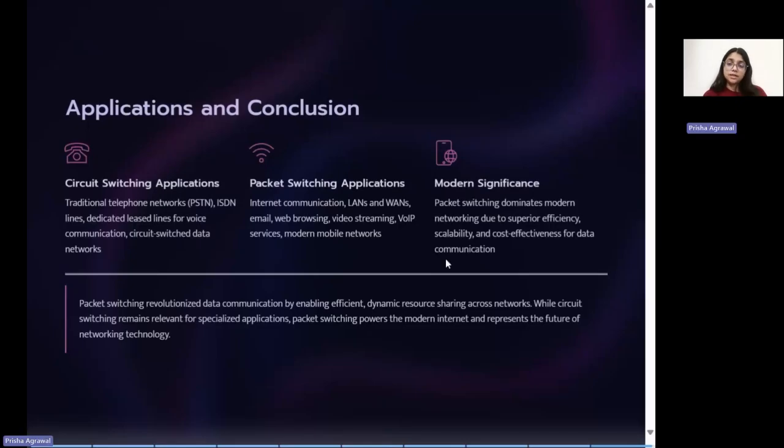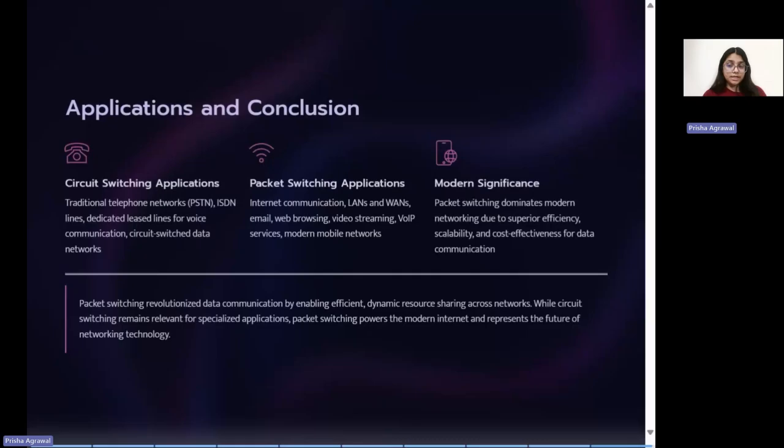To summarize, circuit switching establishes a dedicated communication path before data transmission begins, ensuring stable and predictable communication. Packet switching divides data into smaller packets that travel independently through the network, allowing efficient sharing of resources and scalable communication. While circuit switching played a significant role in early communication systems, packet switching has become the backbone of modern digital communication technologies.